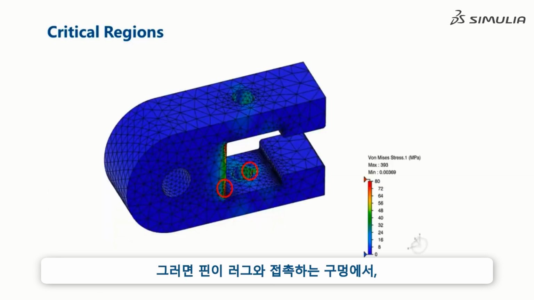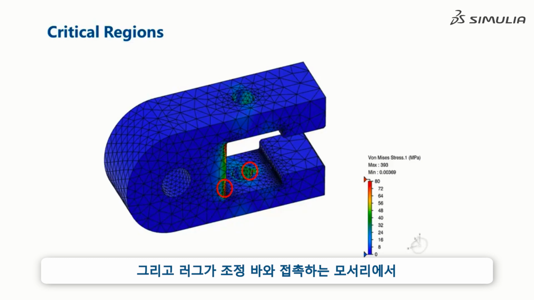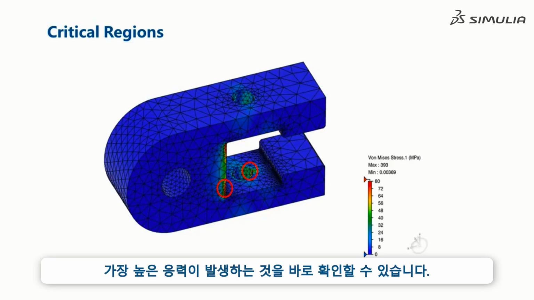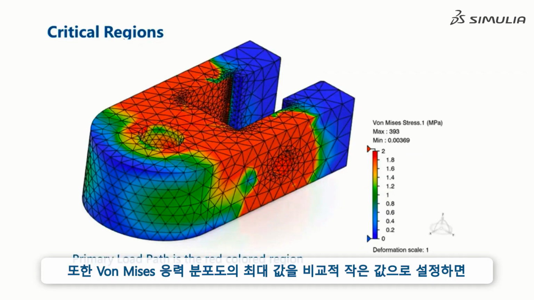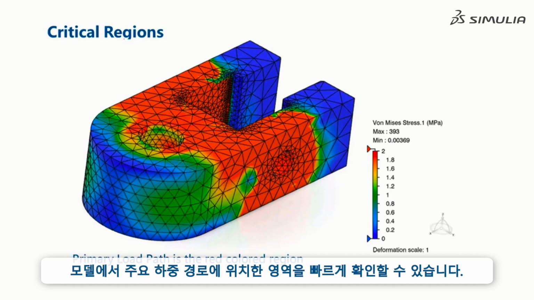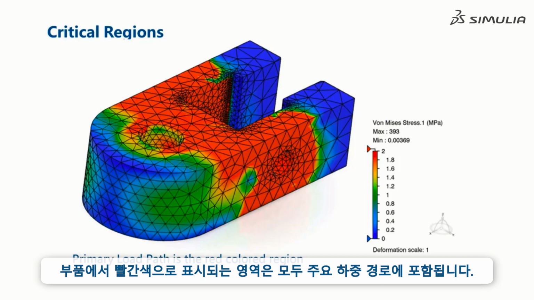We can quickly see the highest stresses occur in the hole, where the pin contacts the lug, and on the edge, where the lug contacts the adjustment bar. If we set the maximum value of the Von Mises stress contours to a relatively small value, we can also quickly see the regions of the model which are located in the primary load path. Any region colored red is in the primary load path for the part.